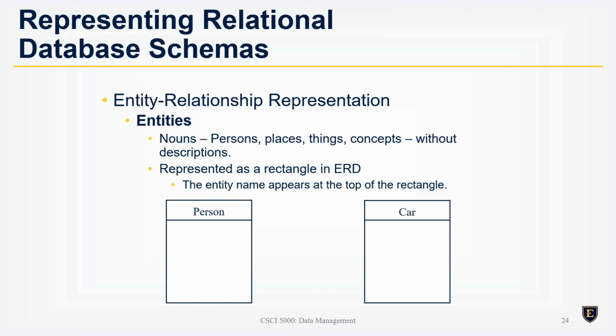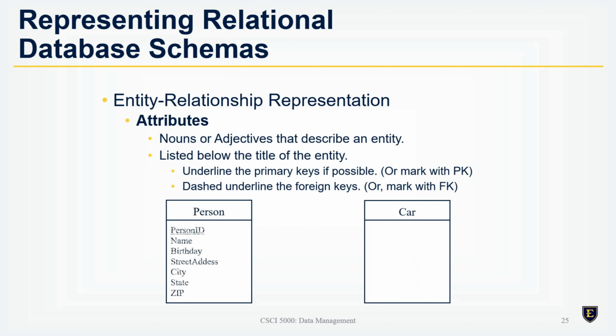So they're represented by a rectangle in an ER diagram, and the entity name appears at the top of the rectangle. Within those we see the attributes. Those are also nouns or adjectives that describe an entity, and they're listed below the title of the entity. Underlining indicates that it is a primary key. Sometimes you will see these marked with PK, and if we have a foreign key, it's a dashed underline or it's marked with an FK. So either of those things would be true.